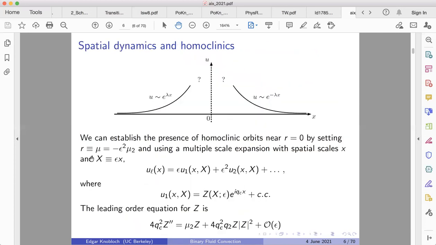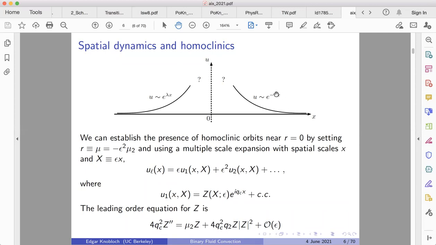And why is that interesting? Well, it's interesting because the stable eigenvalues allow you to approach u equals 0 towards x goes to minus infinity, and also towards x goes to plus infinity, right? So this goes like e to the lambda x, this goes like e to the minus lambda x. And so that's the behavior that you would like to have for the presence of localized structures.